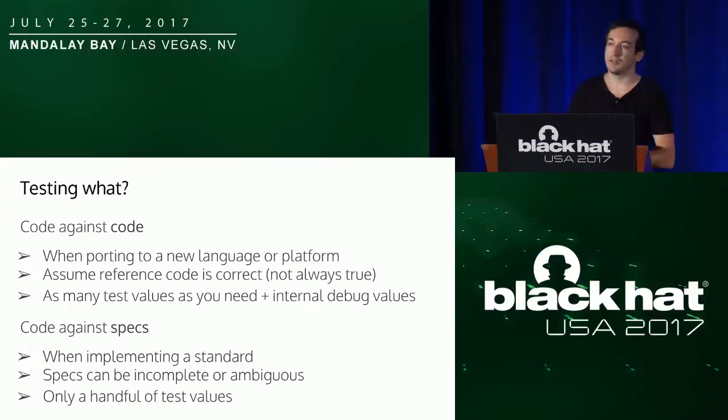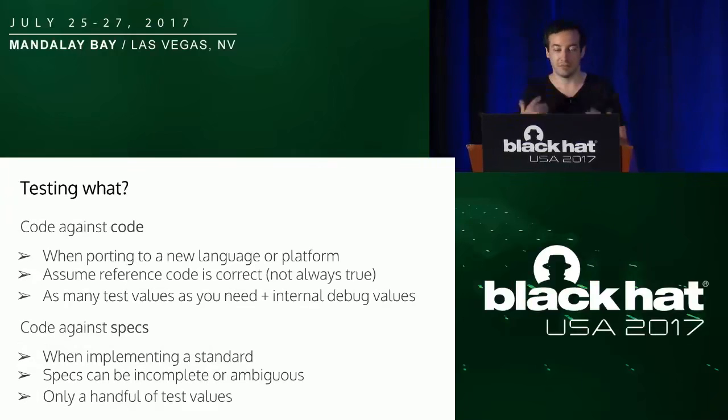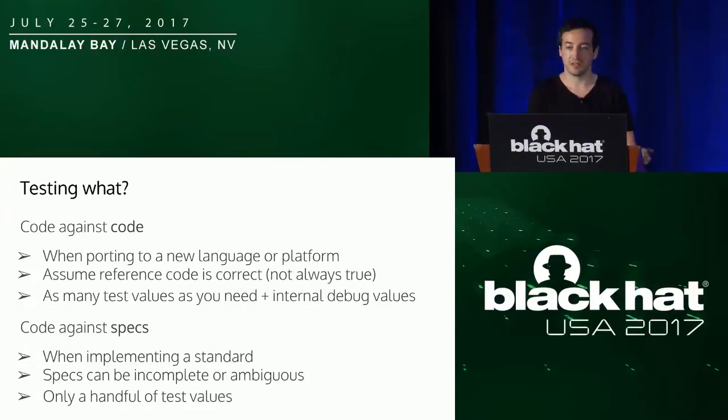Okay. So what do you test against what? There's two basic cases. The first one, you test code against code. Let's say you have a baseline reference implementation of your cipher, and you want to create a new one, maybe in a new language or with a different optimization target. This is the ideal case, because you can have as many debug values as you want, as many test vectors as you want. And it's pretty easy to find the bugs in your implementation and to fix them.